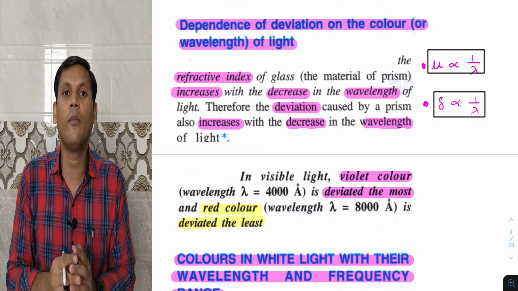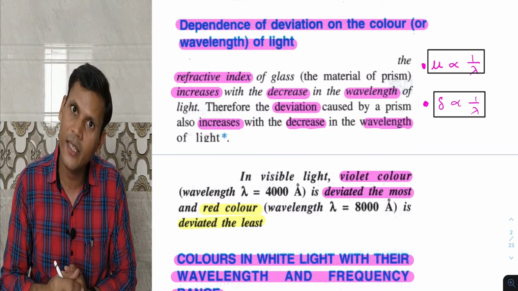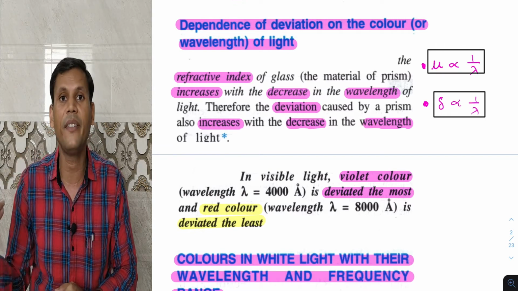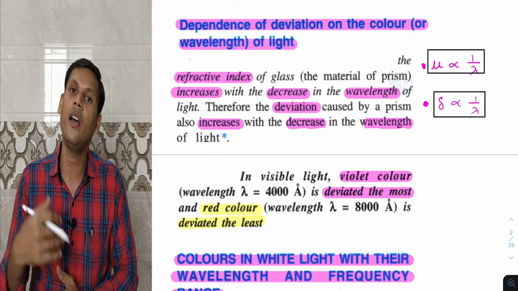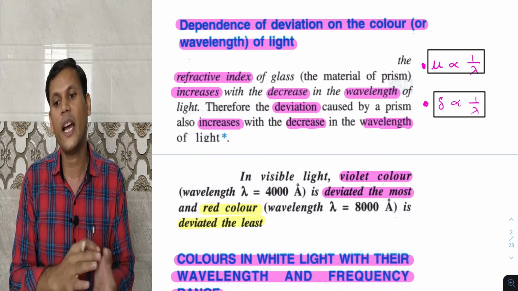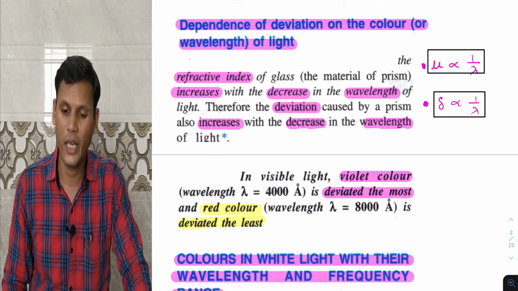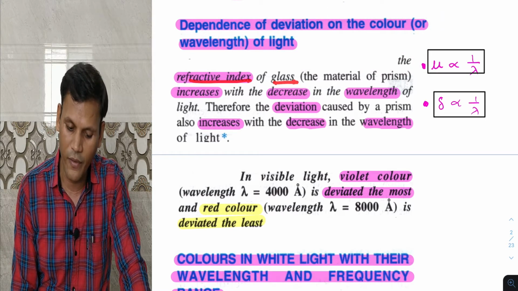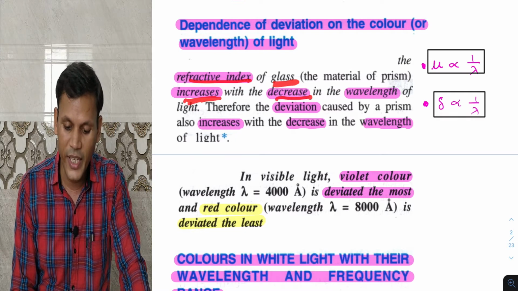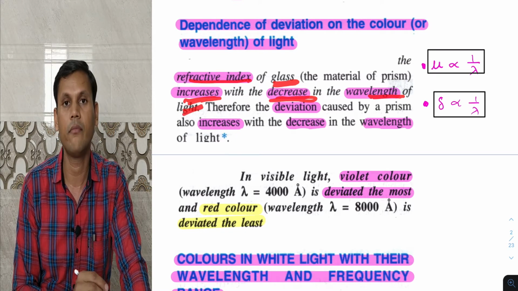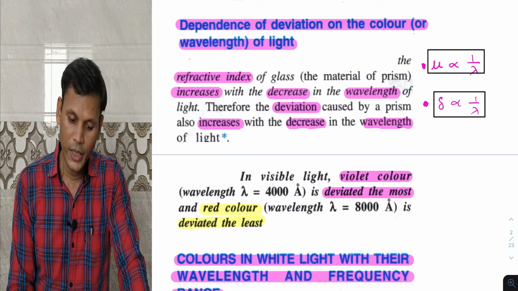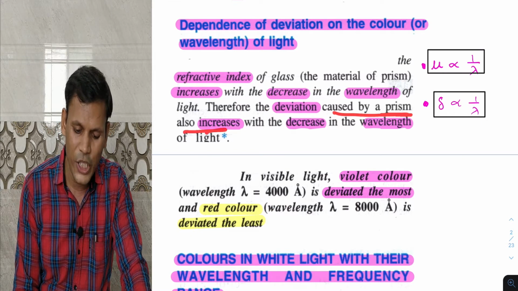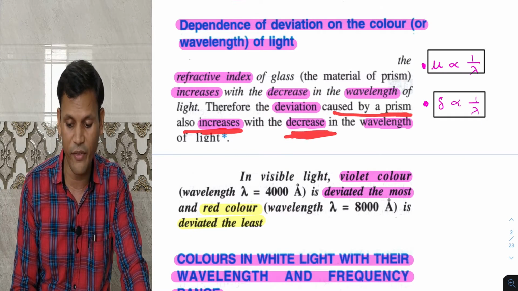तो जो डेंसर मीडियम होगा उसमें स्पीड ऑफ लाइट विल बी लेस, तो उसका रिफ्रैक्टिव इंडेक्स ज्यादा है, और जिसका रिफ्रैक्टिव इंडेक्स ज्यादा है उसमें वेवलेंथ कम होगा, या जिसका वेवलेंथ कम होगा उसका रिफ्रैक्टिव इंडेक्स ज्यादा होगा, बिकॉज दे आर इनवर्सली प्रोपोर्शनल टू ईच अदर. So this is the final conclusion about this one, that the refractive index of glass increases with the decrease in wavelength of light. Okay. Therefore, the deviation caused by the prism also increases with decrease in wavelength.